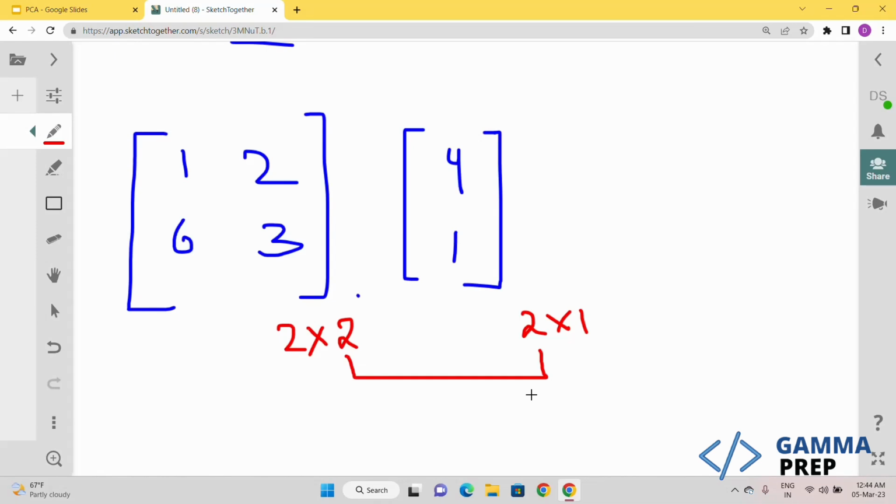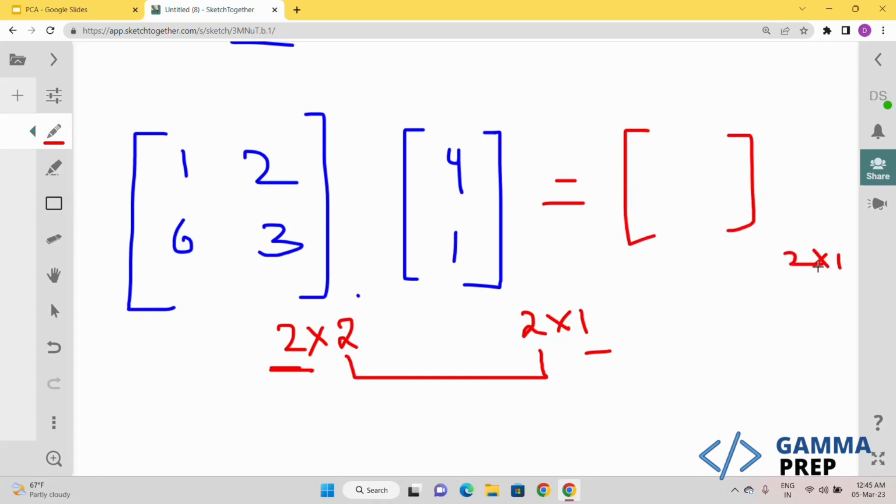That is, the number of columns of the first matrix should be equal to the number of rows of the second matrix. I'll repeat, we can only and only do matrix multiplication when the number of columns of the first matrix is equal to the number of rows of the second matrix. And the size of our resultant matrix would be the number of rows of the first matrix into the number of columns of the second matrix, so the size would be 2 cross 1.